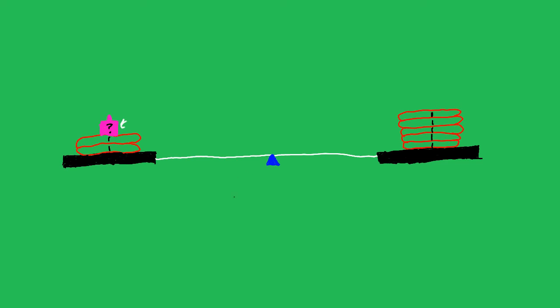So what we're trying to do here is find the weight of this unknown weight. So how are we going to go about doing that? Now I know most of you could figure this out pretty easily just in your head, but let's just play along. You're smart, so you know that you need to get the unknown weight alone on one side with the scale balanced and count the weights on the other side.